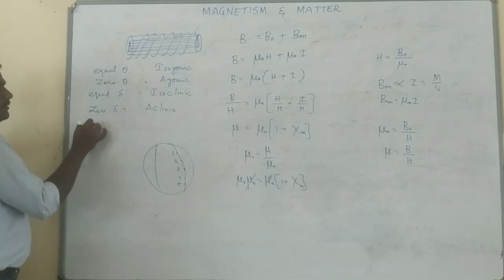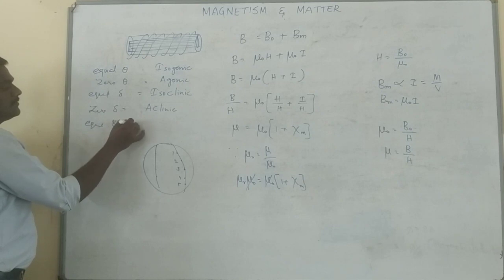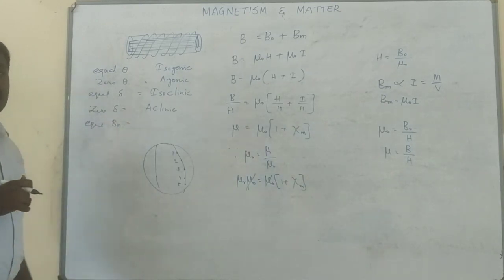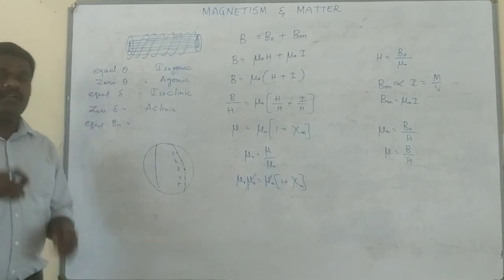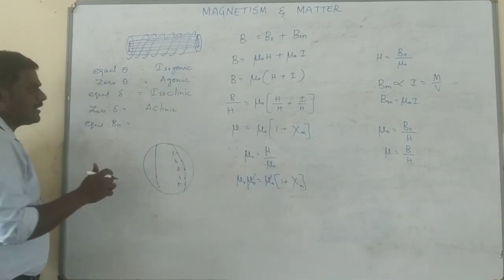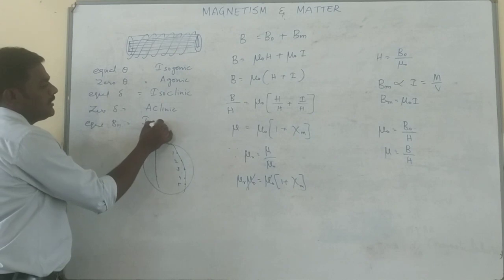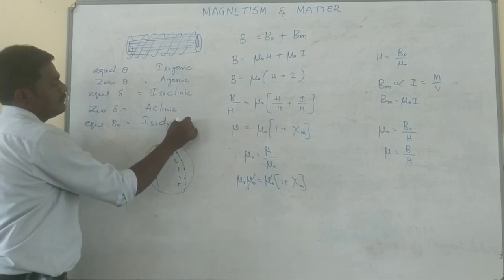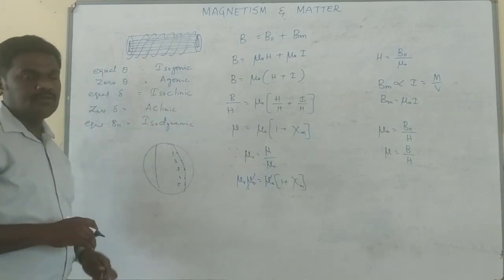Next, equal BH means where you can find equal horizontal magnetic field, and if you join such points, then the line which will pass through the equal horizontal magnetic fields is known as isodynamic. So this is for additional information.